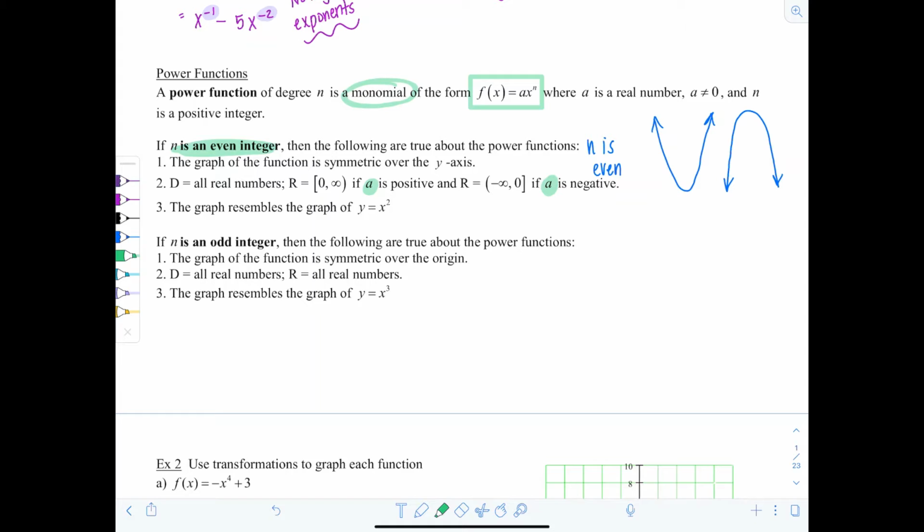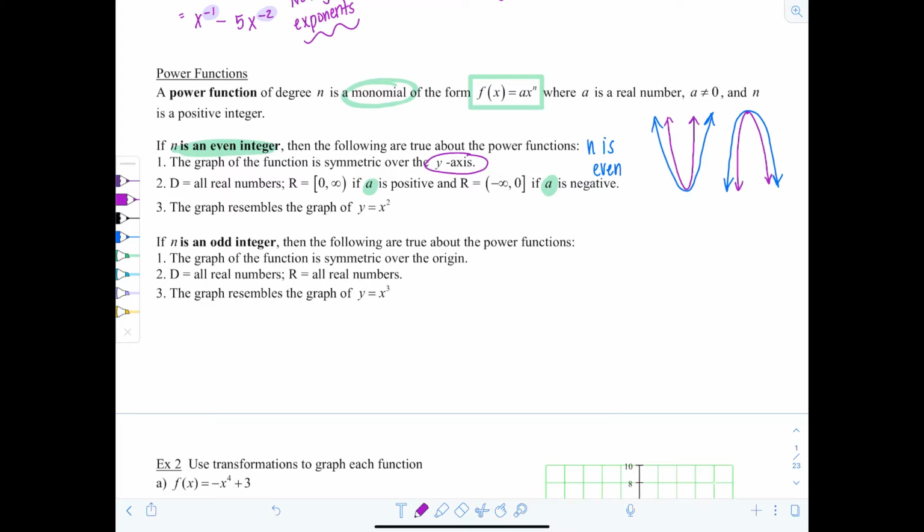Now, if it's x to the 4th, that would increase more quickly. So what happens is it's just a little bit skinnier than the parabola x squared, but same idea. Okay, so they all have the same basic shape. X to the 8th, x to the 100th, so on and so forth. Obviously, it's going to have symmetry over the y-axis because if they resemble a parabola, which is an even function, they have symmetry over the y-axis as well.